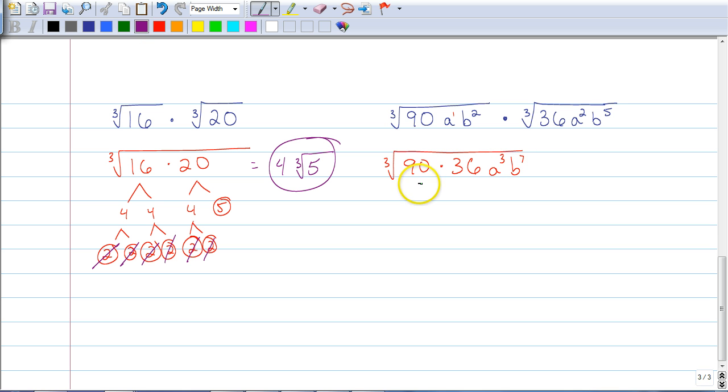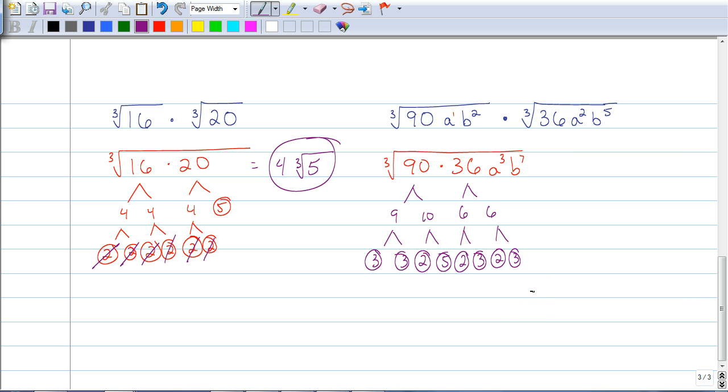And now let's do a factor tree here. 90 would be the same as 9 times 10. 9 is the same as 3 times 3. Those are both prime. 10 breaks down to be 2 times 5, and those are both prime. 36 breaks down to be 6 times 6. 6 breaks down to be 2 times 3. And this would be 2 times 3.